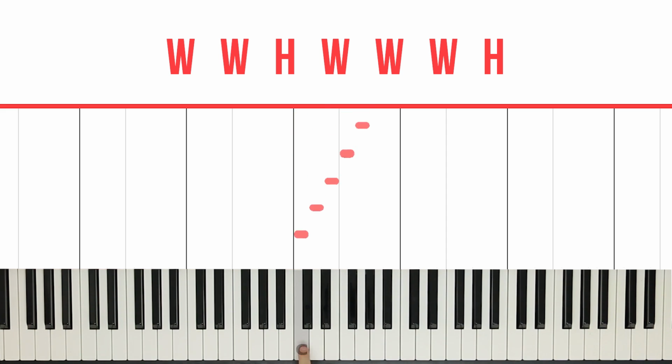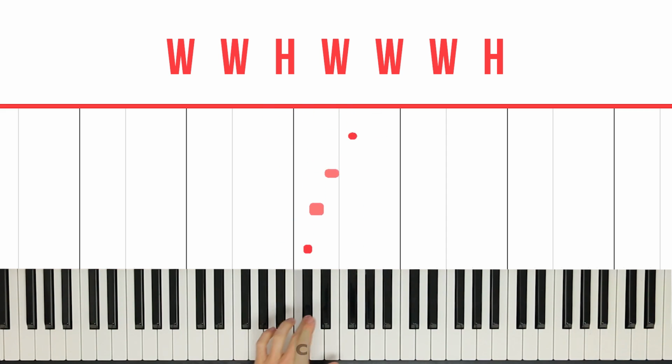Cool? So the C major scale, C, D, E, F, G, A, B, C. Whole tone, half tone, whole tone, half tone. We can also do that somewhere else. So if we start here, we do a whole tone, a whole tone, a half tone, a whole tone, a whole tone, a whole tone, and a half tone. Okay? We could start here. Do a whole tone, a whole tone, a half tone, a whole tone, a whole tone, a whole tone, and a half tone.